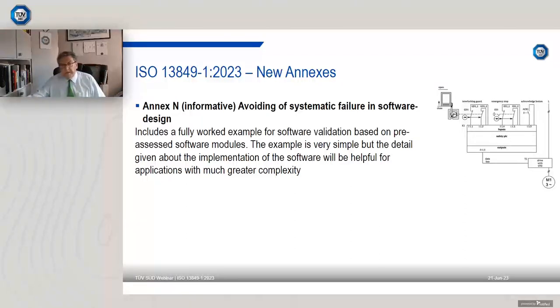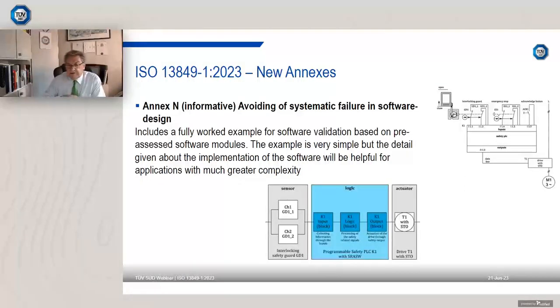So that's the sort of diagram of the hardware structure. But then it goes through how to generate the software, how the software will be generated step by step, and that's supported by some diagrams as well. And I think it's a good example of the steps that you would go through. And although it is just a very, very simple example, the process could be easily followed by more complex examples.